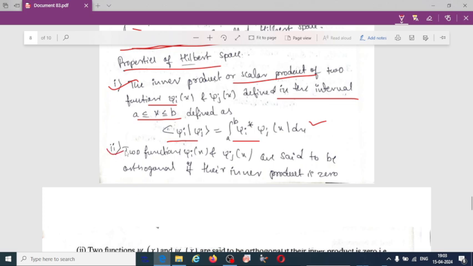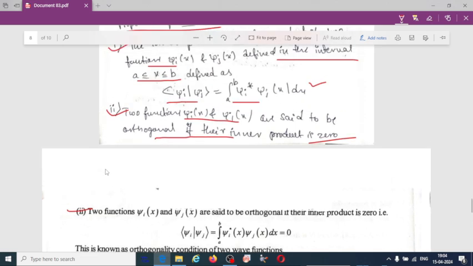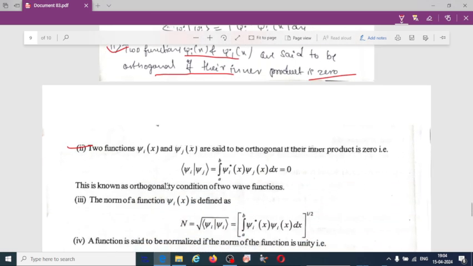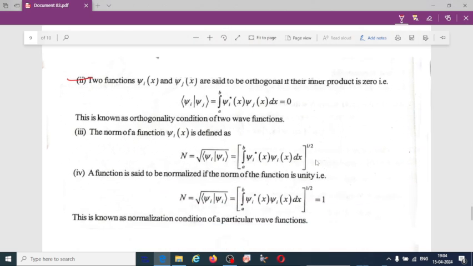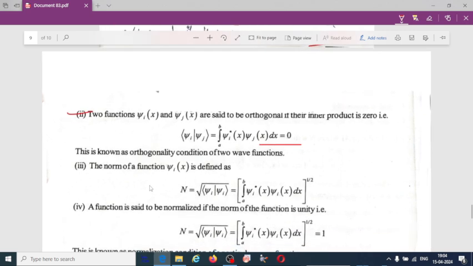So second condition, two functions psi i and psi j are said to be orthogonal if their inner product is 0. We already discussed the orthogonality condition, that is equal to 0. So the inner product of these two wave functions, if we take, they must be orthogonal. And that is, the inner product of psi i and psi j is equal to the integral of psi i star psi j is equal to 0.